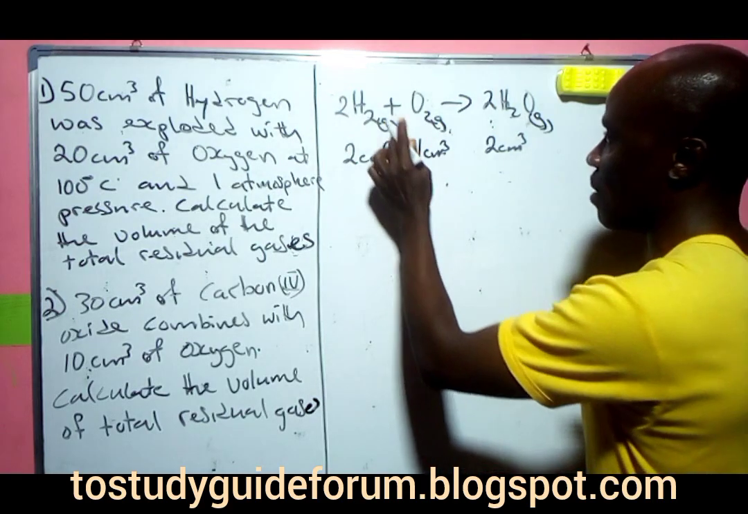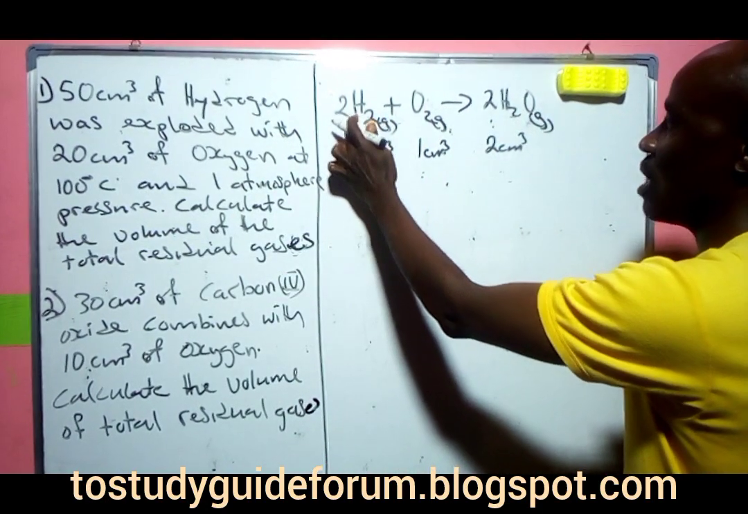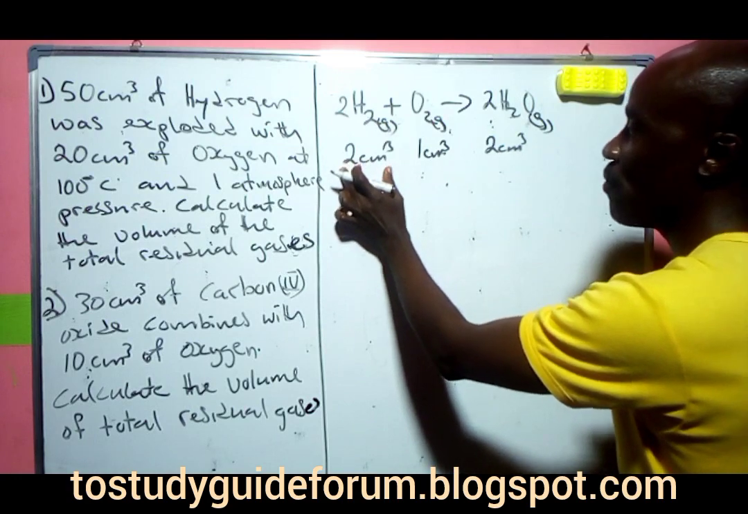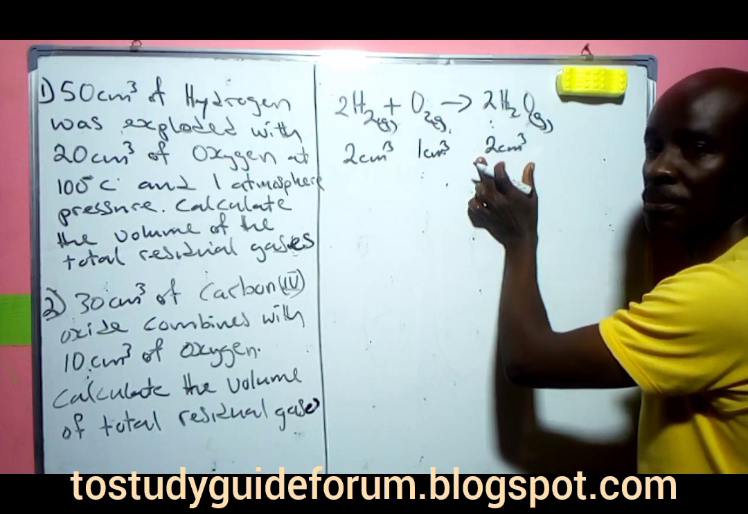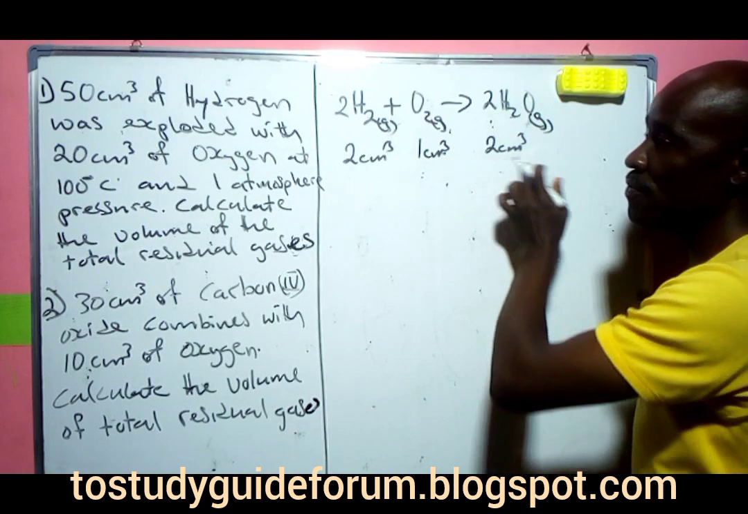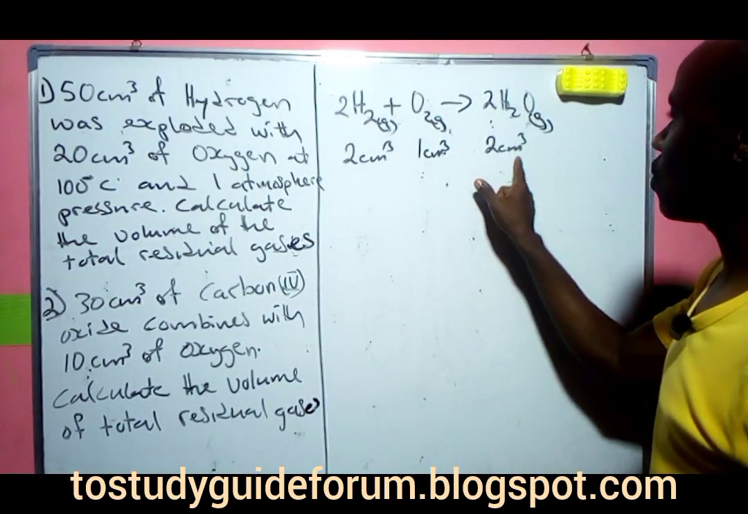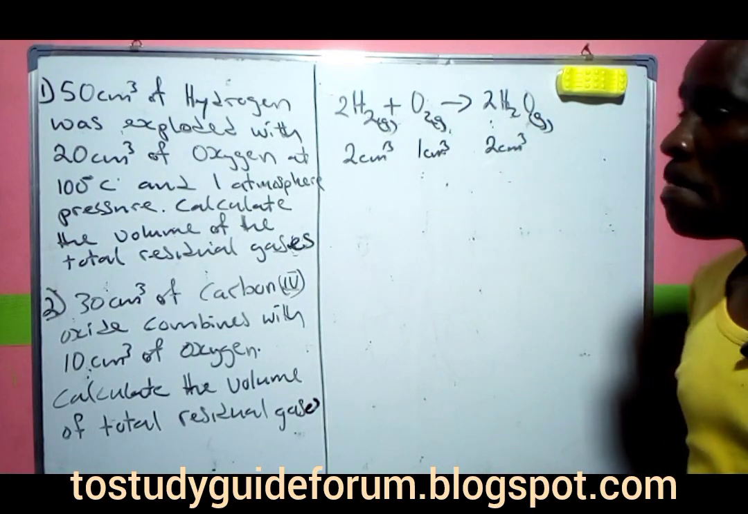To do that, you see from the balanced chemical equation, we have 2 cm³ of hydrogen. That means 2 cm³ of hydrogen will give us 2 cm³ of steam. So if it's like that, 50 cm³ of hydrogen here will also give us 50 cm³ of steam, that is water.